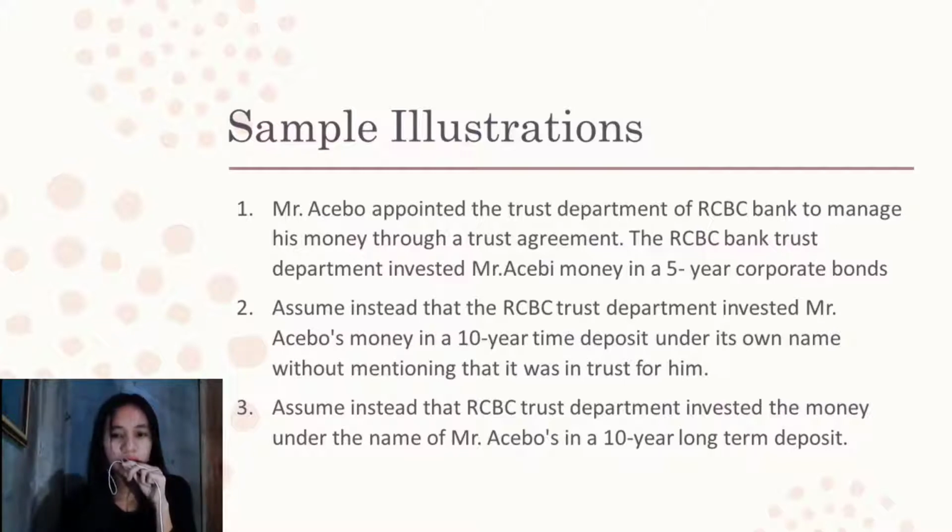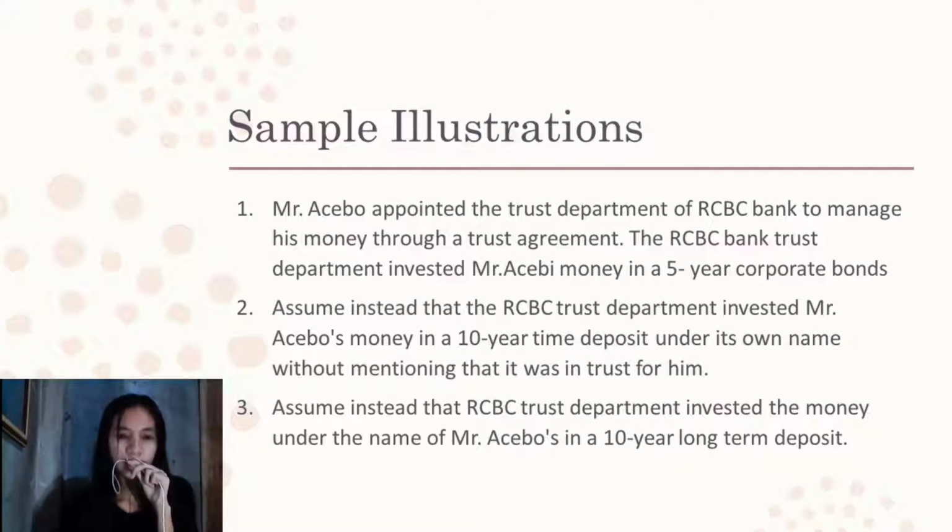So illustration 2, assume instead that RCBC Trust Department invested Mr. Acebo's money in a 10-year time deposit under its own name without mentioning that it was in trust for him. So illustration 2 also does not meet the letter B of the mandatory requirements to claim final tax exemption on long-term investment, and is also subject to 20% final tax because it doesn't qualify, and the investment was not made in trust for the name of a specified and qualified individual.